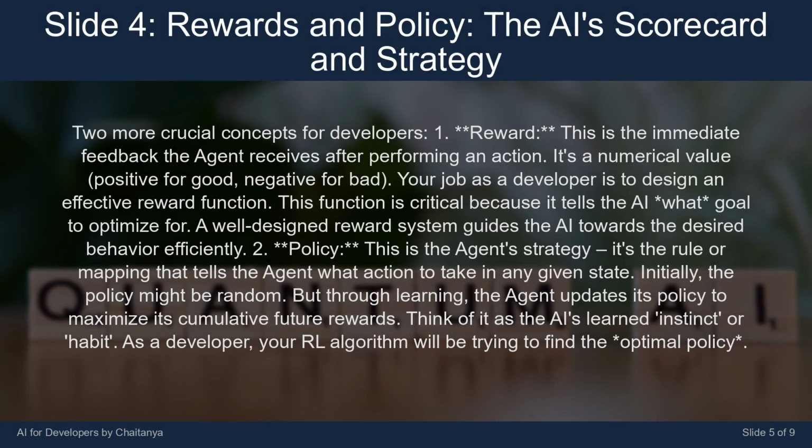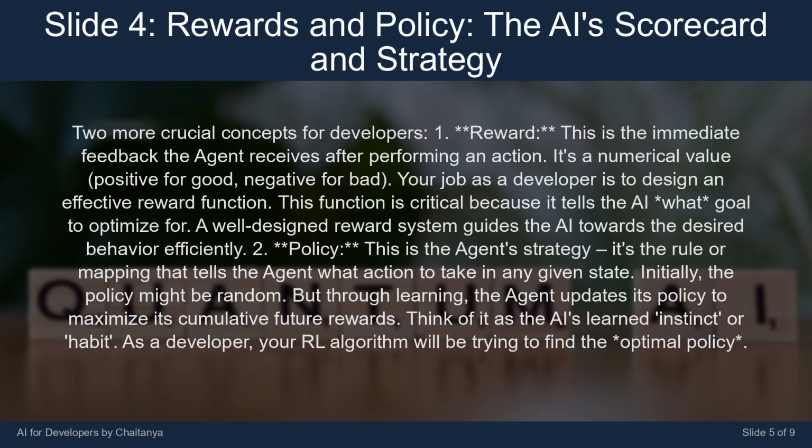2 more crucial concepts for developers. 1. Reward. This is the immediate feedback the agent receives after performing an action. It's a numerical value, positive for good, negative for bad. Your job as a developer is to design an effective reward function. This function is critical because it tells the AI what goal to optimize for. A well-designed reward system guides the AI towards the desired behavior efficiently.